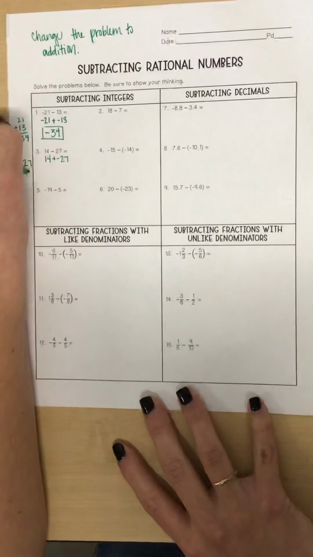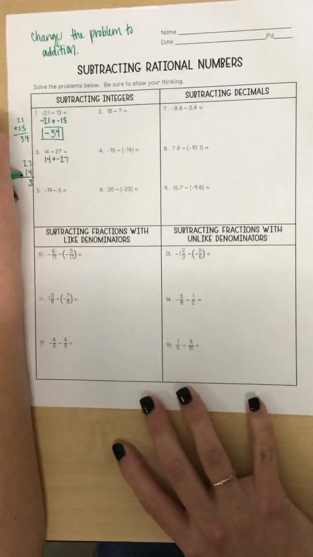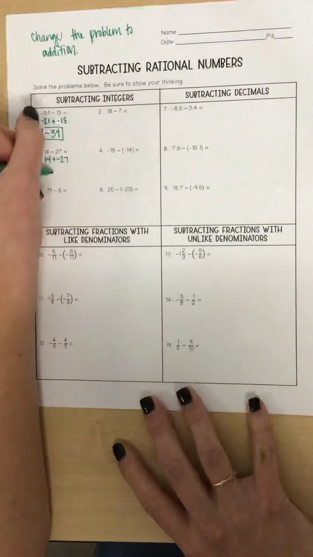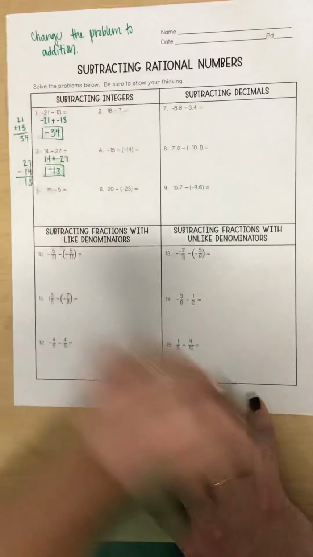So same signs, add and keep, different signs, you subtract. 7 minus 4 is 3, and 2 minus 1 is 1. And then if I look, I have more negatives, so my answer is negative.